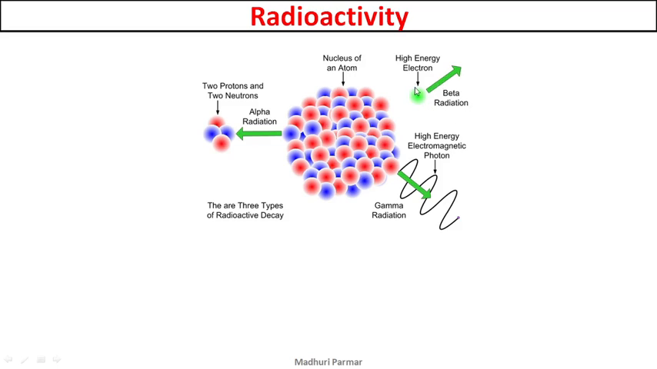So the nucleus can also give out beta radiation to stabilize itself, or it can give out energy in form of gamma radiation. This is electromagnetic waves, in form of gamma radiation.